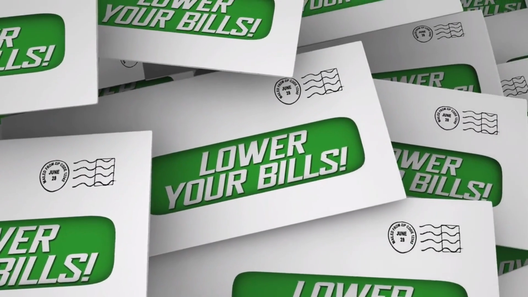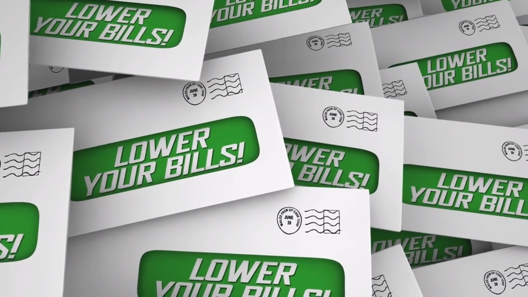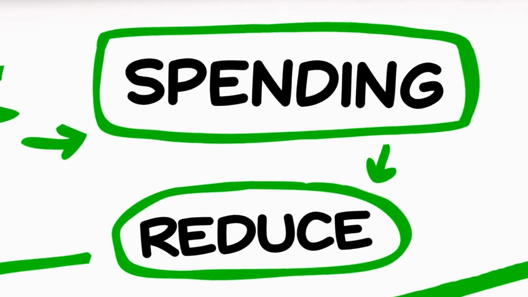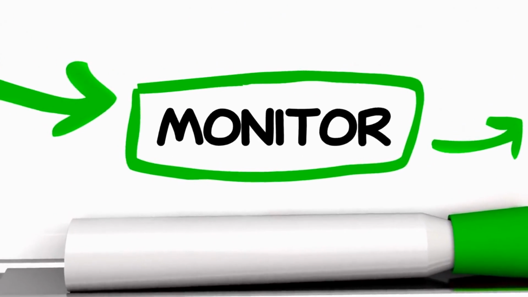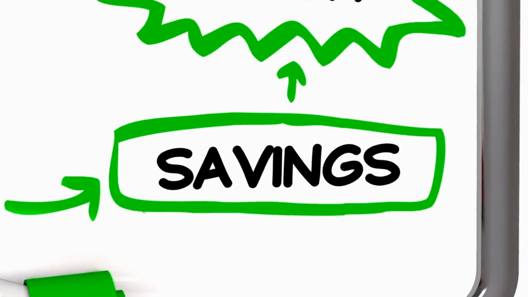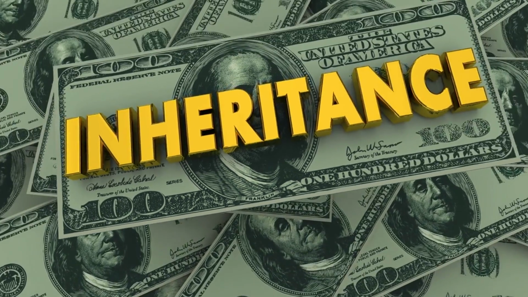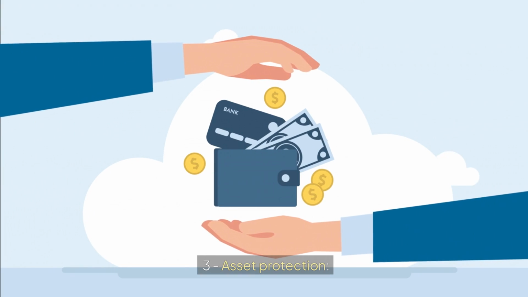2. Debt reduction strategies. Once you have a clear picture of your debt situation, you can start implementing strategies to reduce your overall debt. This may include prioritizing high-interest debts, consolidating loans, negotiating with creditors for lower interest rates, or creating a repayment plan that fits your budget. By actively working to reduce your debt, you can free up more assets to pass on to your heirs.